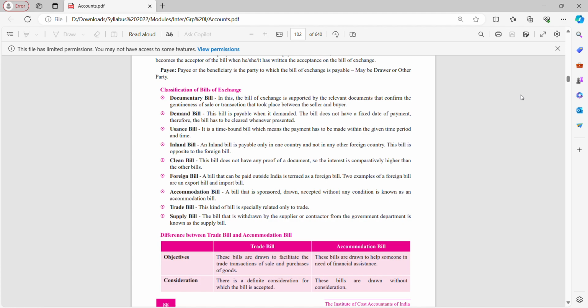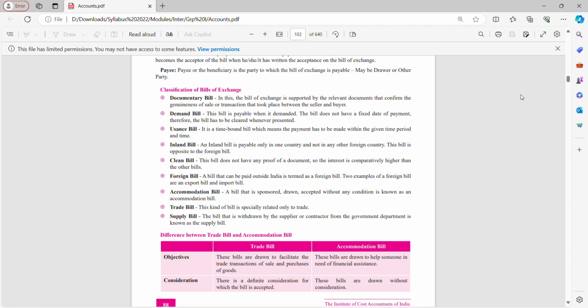Documentary bill. In this, the bill of exchange is supported by the relevant document that confirms the genuineness of the sales or transaction that took place between the seller and the buyer. So we have documentary bill. Documentary bill means genuineness. I want to understand that yes, there is a genuine transaction between buyer and seller. So we issue a bill of exchange, and that document is supported by one or two documents, say delivery order, lorry receipt. That confirms that yes, this transaction is genuine.